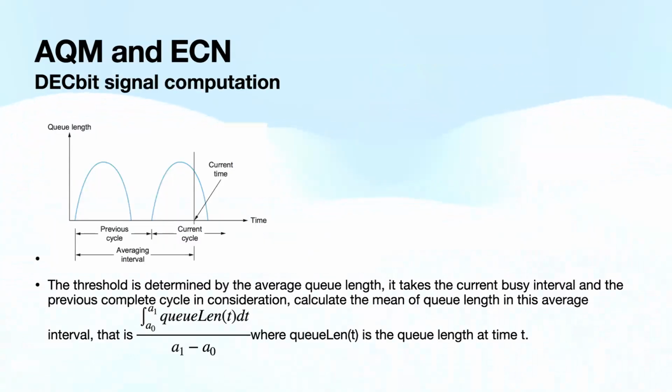So this is how to calculate the average queue length. The threshold is determined by the average queue length. It takes the current busy interval and the previous complete cycle into consideration. Calculate the mean of the queue length in this averaging interval, where the queue length at time t is the queue length at time t.